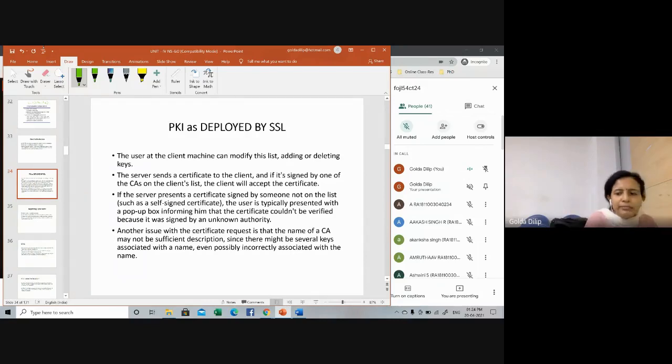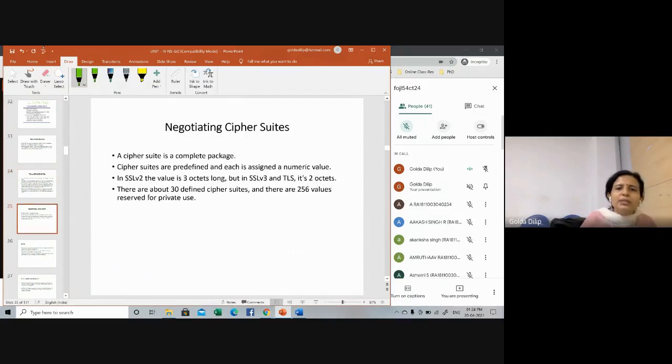Then what was the next thing that we discussed? The next thing was negotiating the cipher suites. So what was cipher suite about? What is cipher suite all about?